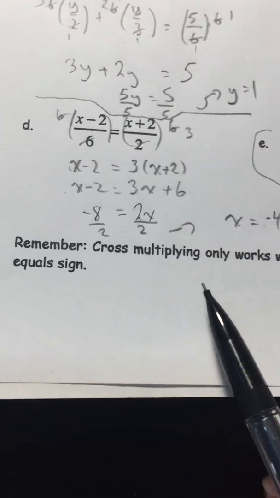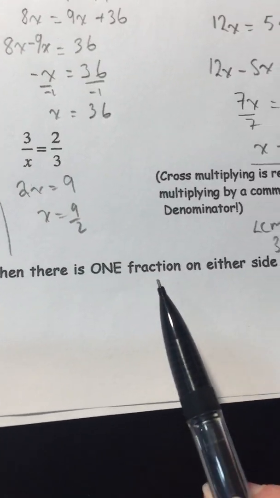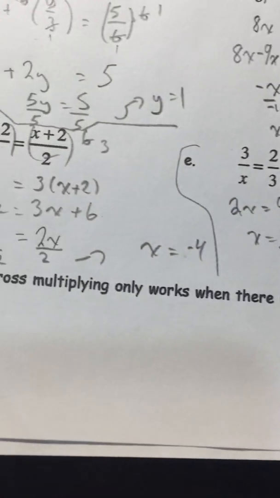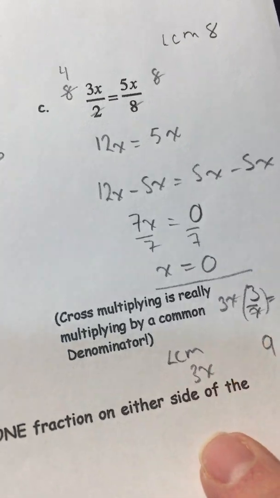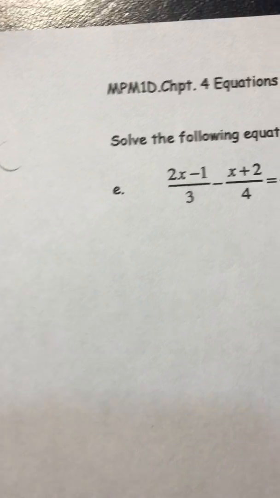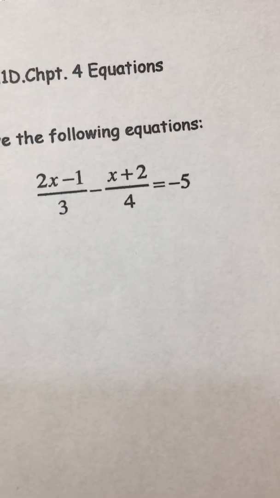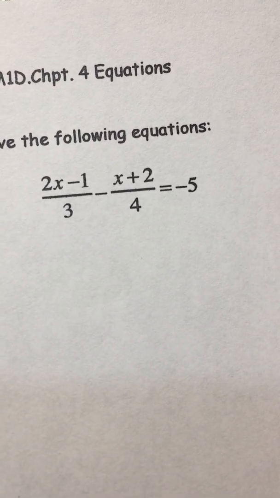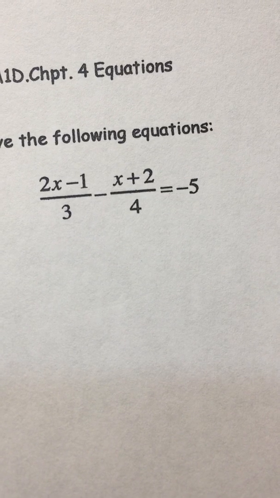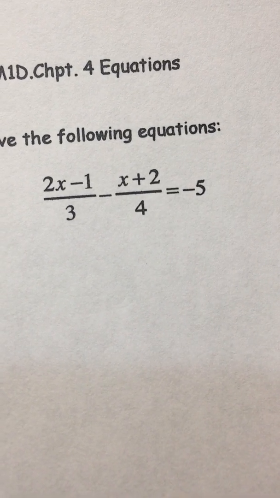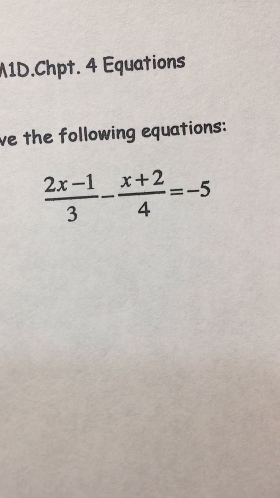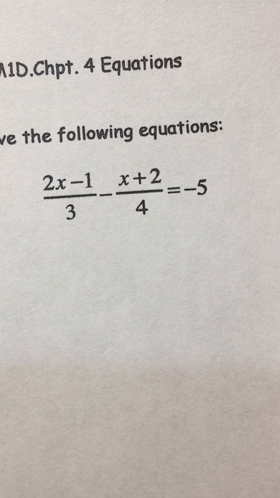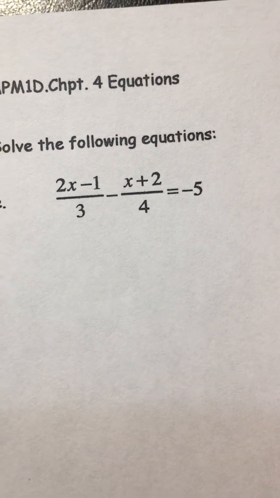So cross multiplying only works when there is one fraction on either side of the equal sign. Do not try to do this any other time. It won't work. Okay, so even though I've been teaching you to clear denominators by finding the LCM, in the case when you have two fractions equal to each other, you can go ahead and cross multiply. That's fine. I just want you to understand what you're really doing is clearing denominators. But of course, go ahead and do that.